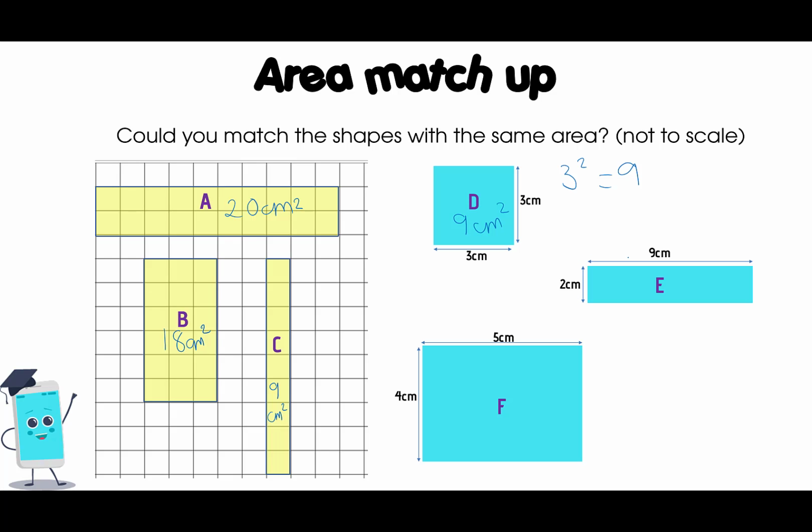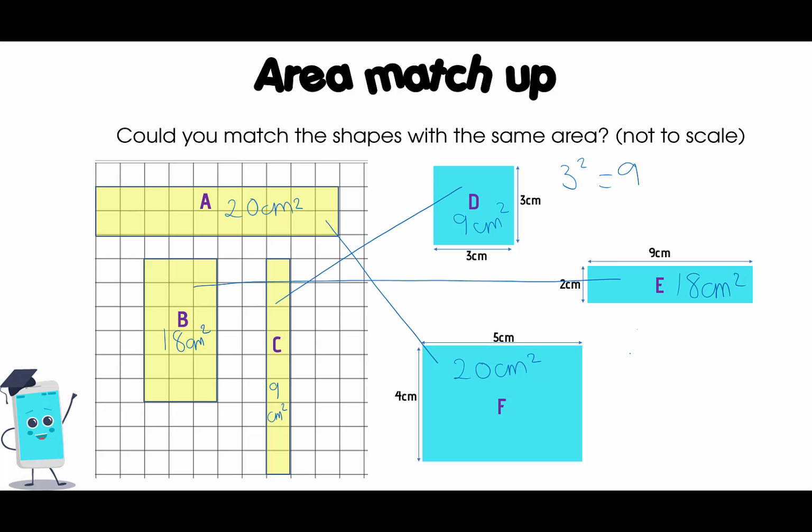For E, we have 2 and 9, so we're going to multiply our 2 by 9, which gives us 18 centimetres square. And for F, we've got 4 and 5. 4 multiplied by 5 gives us 20 centimetres square. And now we can match them up. We've got A and F, we've got B and E, and we've got C and D.